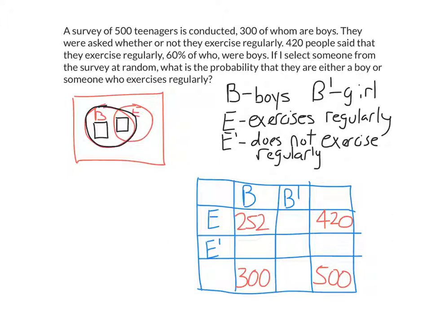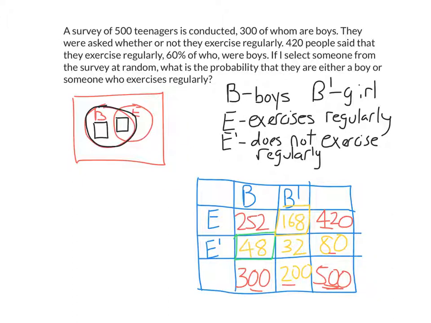So these four numbers are all we need to fill in all the other numbers. We know, for example, in this cell, it's just 300 minus 252, which is, of course, 48. Here would be 420 minus 252, which gives us 168. So we have 80 here, 32, and 200. Everything adds up, so I know I've done something right. 300 plus 200 is 500. 420 plus 80 is also 500.